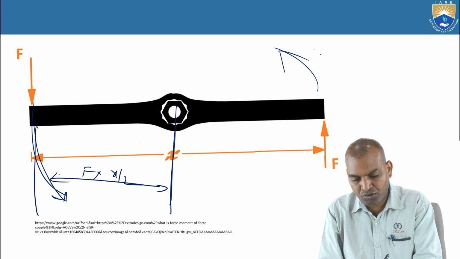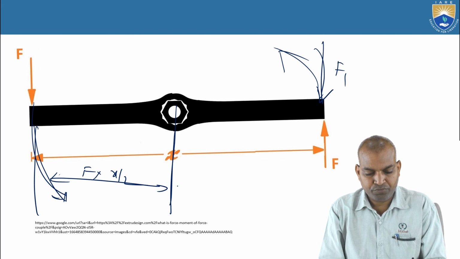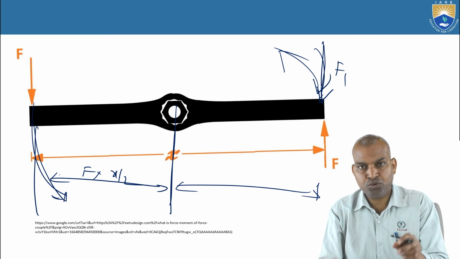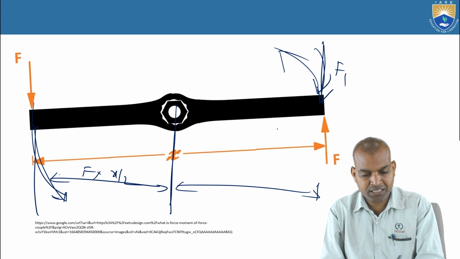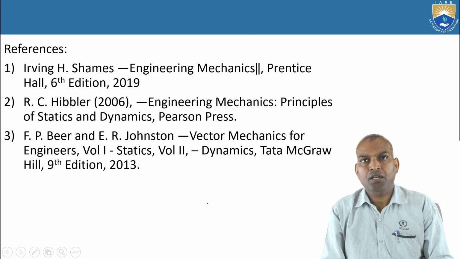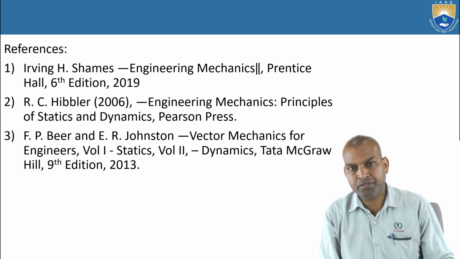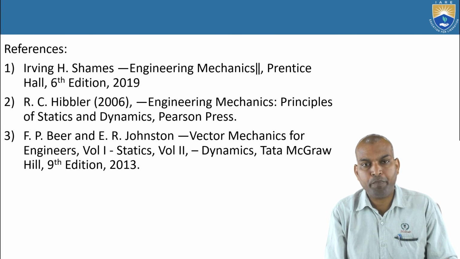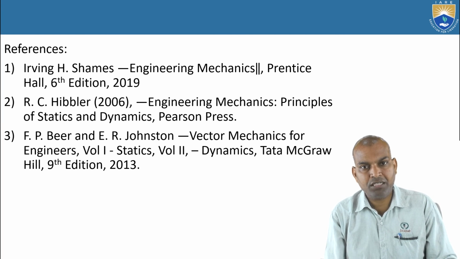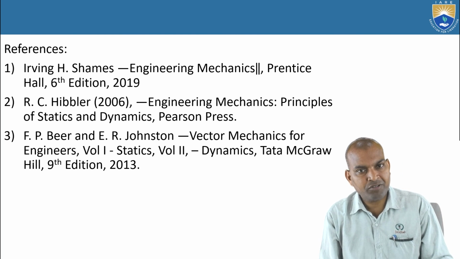To balance this one, what to do? You have to apply F1, F here, at x by 2. To make it balanced, the direction of the force should be downwards. Otherwise, it is unbalanced. So, in this session, we have studied with practical examples how to apply the law of movements, how to calculate the unknown force in order to balance, or how to calculate the counterweights and the location of the counterweights to maintain the moment equilibrium.